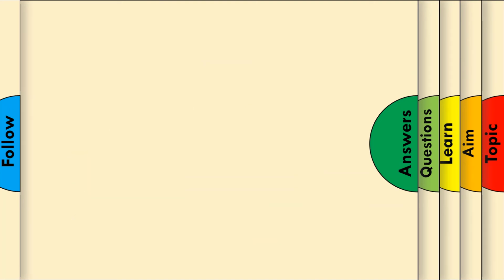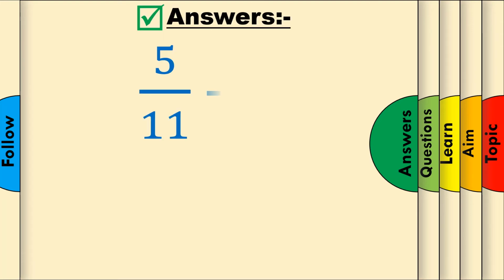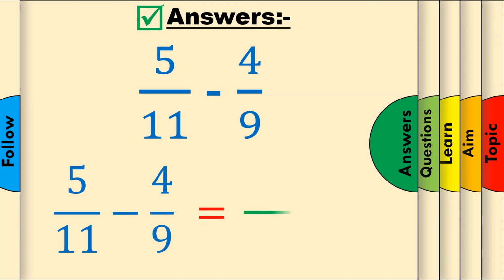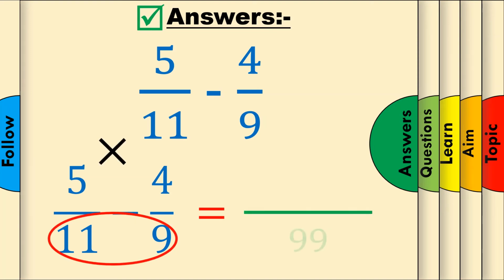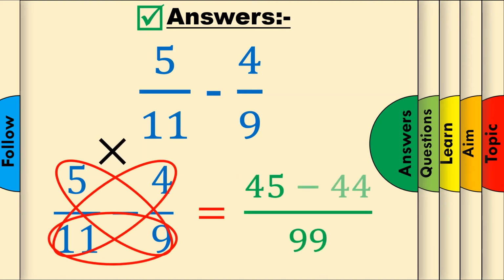Question 2. 5 over 11 minus 4 over 9. Using our trusty butterfly method, like so, we get 1 over 99.